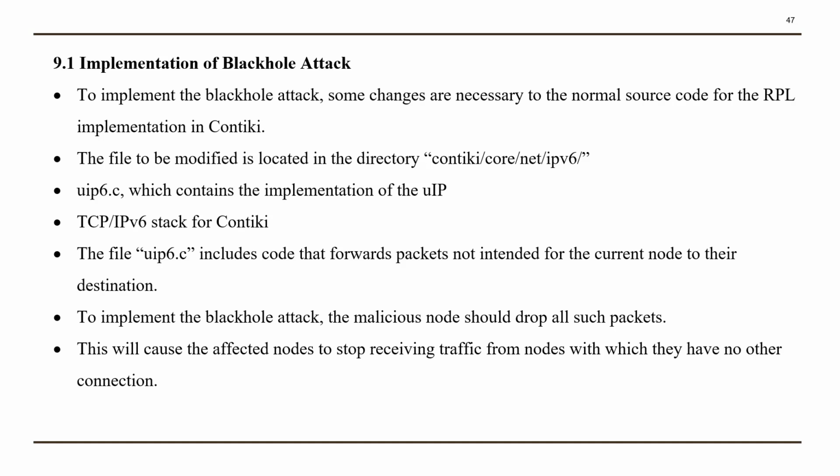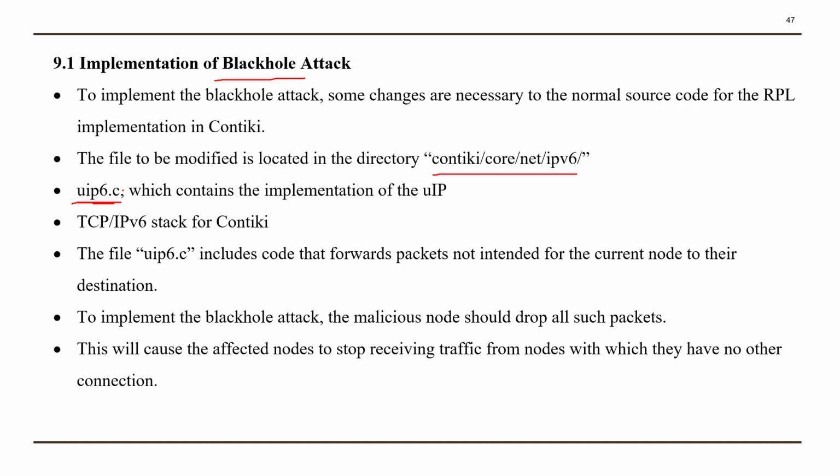For example, let me go for the black hole attack. As far as the black hole attack is concerned, we use a file. The name of the file is uip6.c. This is the file which is available inside the folder Contiki core net IPv6. Inside the folder we have the file uipv6.c, and this file we modify.